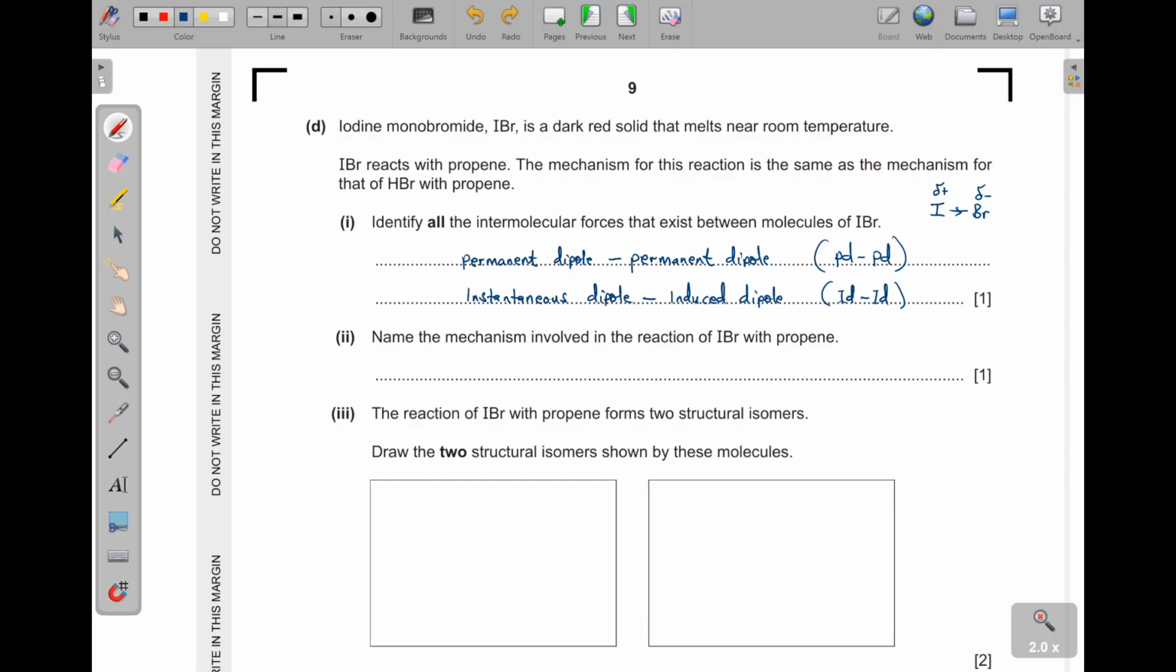Roman 2, name the mechanism. I already said it. It is electrophilic addition.